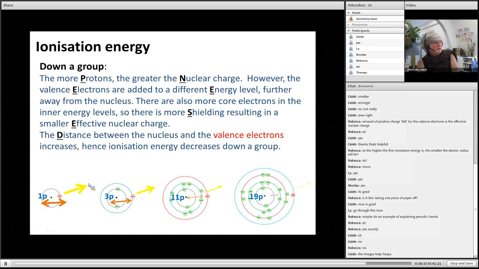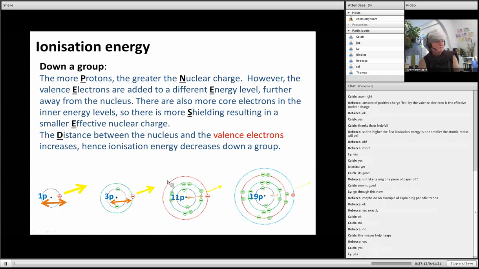So we're not changing the effective nuclear charge very much. The nuclear charge is increasing, but the effective nuclear charge is not changing much because of more and more shielding. But notice that the distance is getting bigger and bigger. Because the distance is increasing a lot, you're going to have a weaker and weaker attraction between the nucleus and the valence electron, so it's easier to remove something, say, from potassium than from hydrogen. Does that make sense?